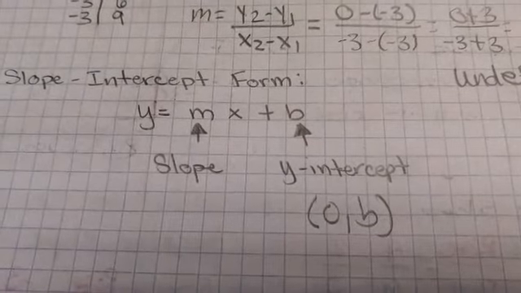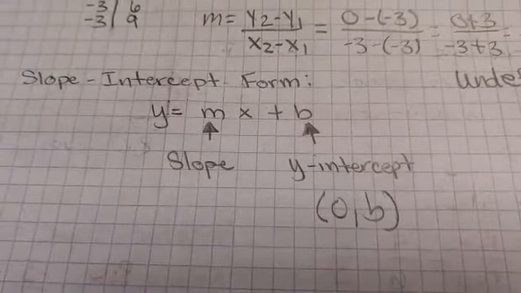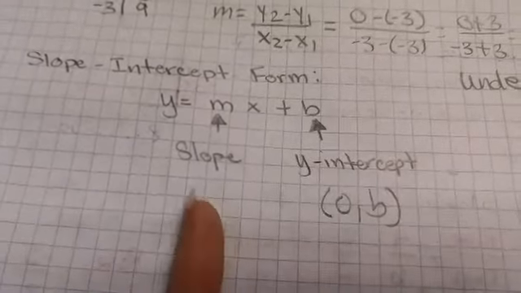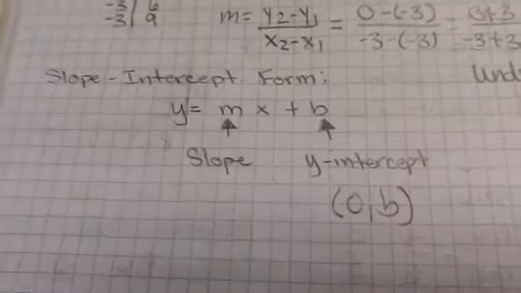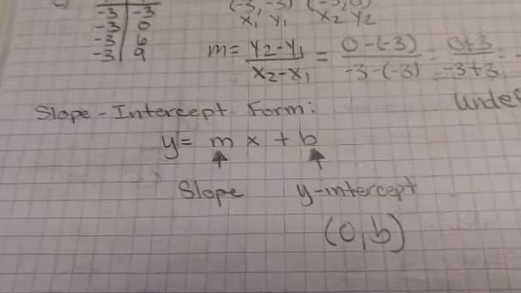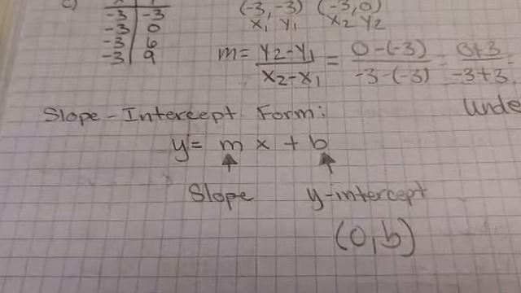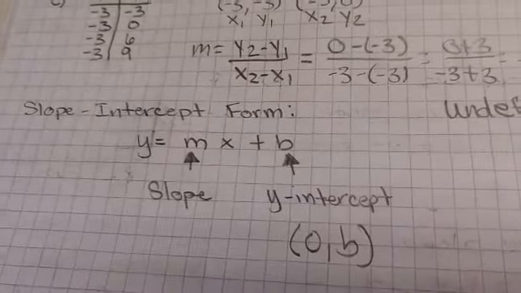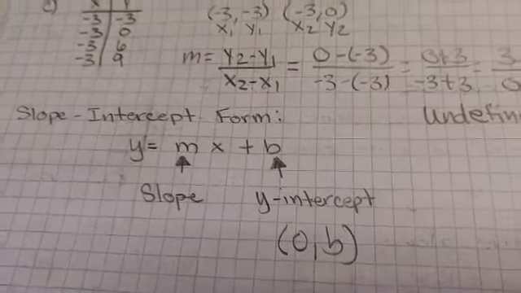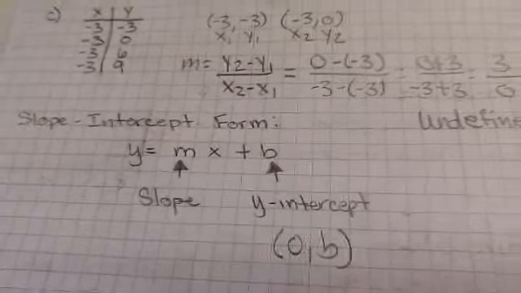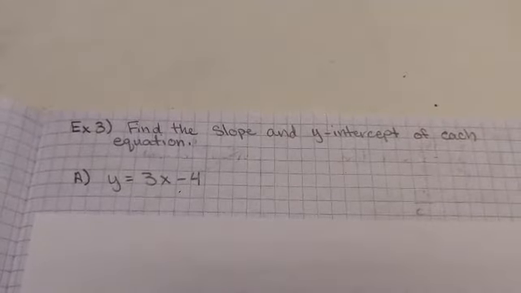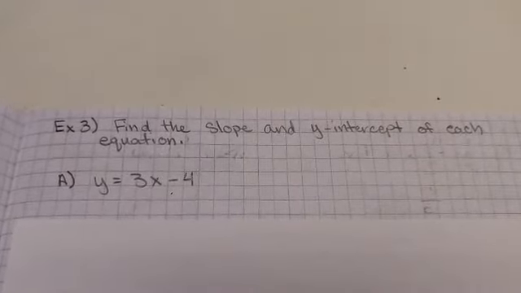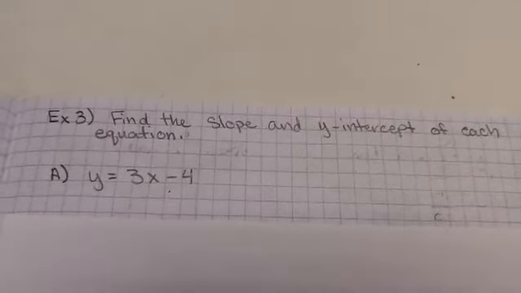It's on our y-axis. Where is the line crossing the y-axis? We just got done talking about slope, so I'm not going to spend too much time referring to the slope. Okay, so what we're going to do is look at different equations. We're going to have to come up with the slope and the y-intercept for each equation. So our first equation here, number 3, says find the slope and the y-intercept of each equation.